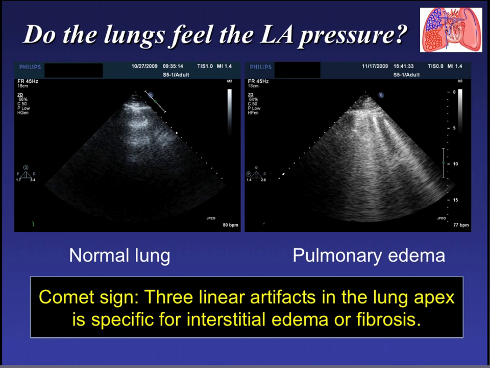And so the comet sign, or the ultrasonic lung comet tail sign, involves 3 linear artifacts in the lung apex and is relatively specific in this position for interstitial edema or fibrosis.